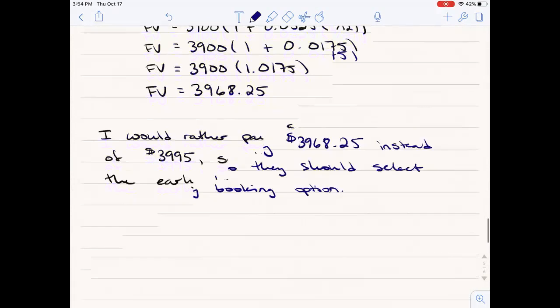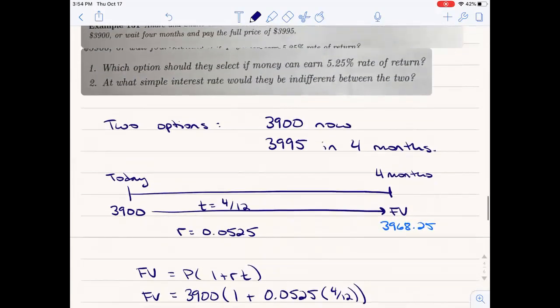So, part 2, at what simple interest rate would they be indifferent between the two? So this one's a little bit different, right? Because now what we're asking is, okay, well, at what rate? So now we're changing the rate, so we don't know it. Time stays the same. The 3,900 stays the same. But now, essentially, we're trying to find what rate makes 3,900 equal to 3,995 4 months from that point. Okay? And so that makes a new timeline.